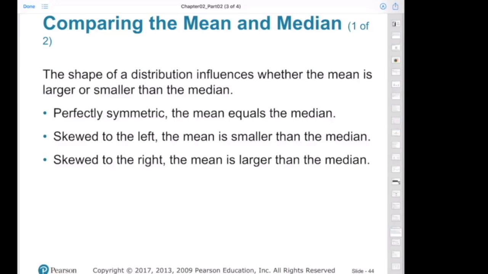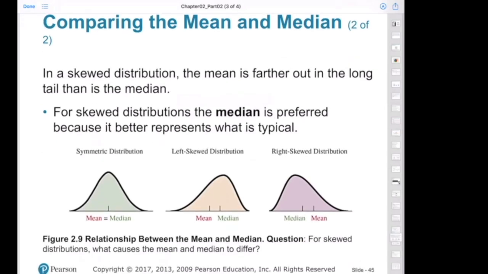How? Very simple. If the value of the mean is very close to the value of the median, that means the shape of the distribution is symmetric. If the mean is smaller than the median, the distribution is skewed to the left. If the mean is larger than the median, the distribution is skewed to the right. Here you have the symmetrical distribution, the green one. Approximately the mean is equal to the median.